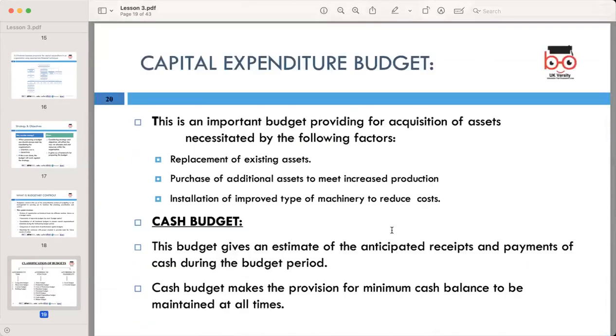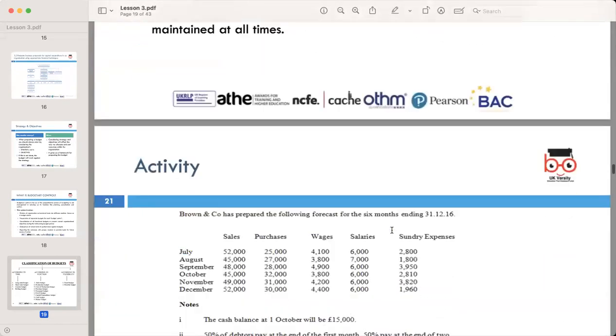Capital expenditure budget is an important budget providing for the acquisition of assets necessitated by the following factors: replacement, if you want to replace your existing assets, or purchase of additional assets, or installation of improved types of machinery to reduce cost. Then cash budget. This budget gives an estimate of anticipated receipts and payments of cash during the budget period. So the cash budget makes provision for a minimum cash balance to be maintained at all times.